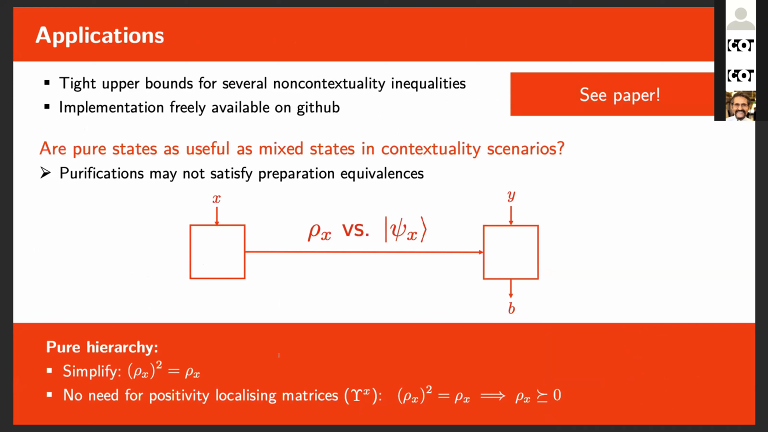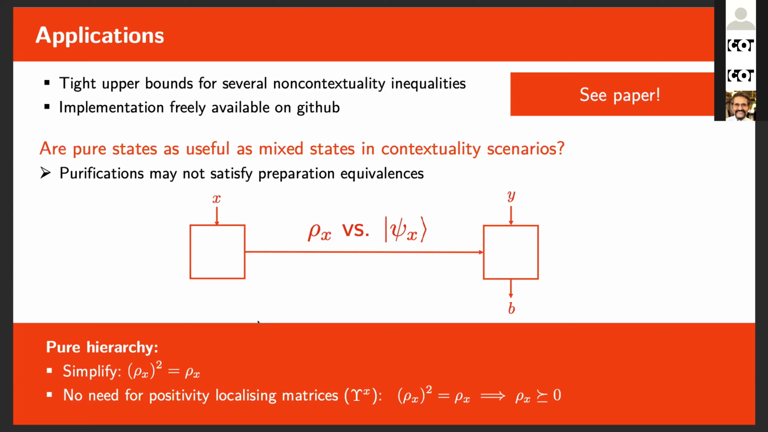Instead, I want to discuss one, I think, more conceptually interesting result, which comes back to this question of comparing mixed states and pure states in contextuality scenarios. So you can say, are pure states as useful as mixed states? The standard argument, at least in Bell inequalities and many other quantum information scenarios, is that we have mixed states, but we can always purify this and have a pure state, right?